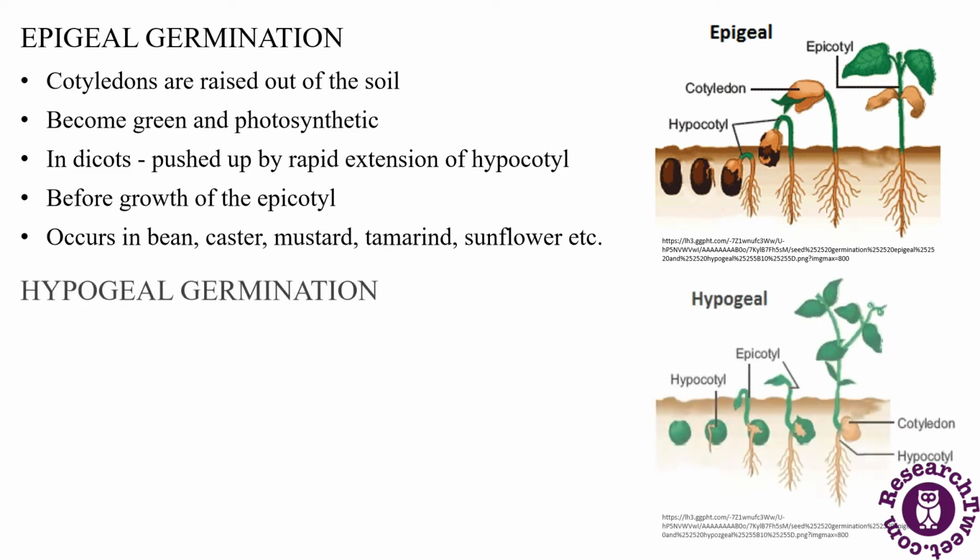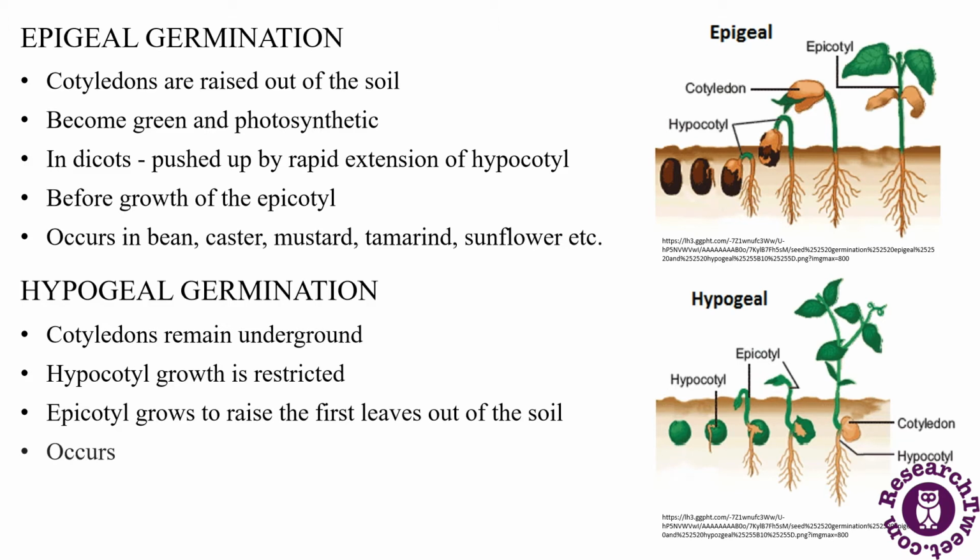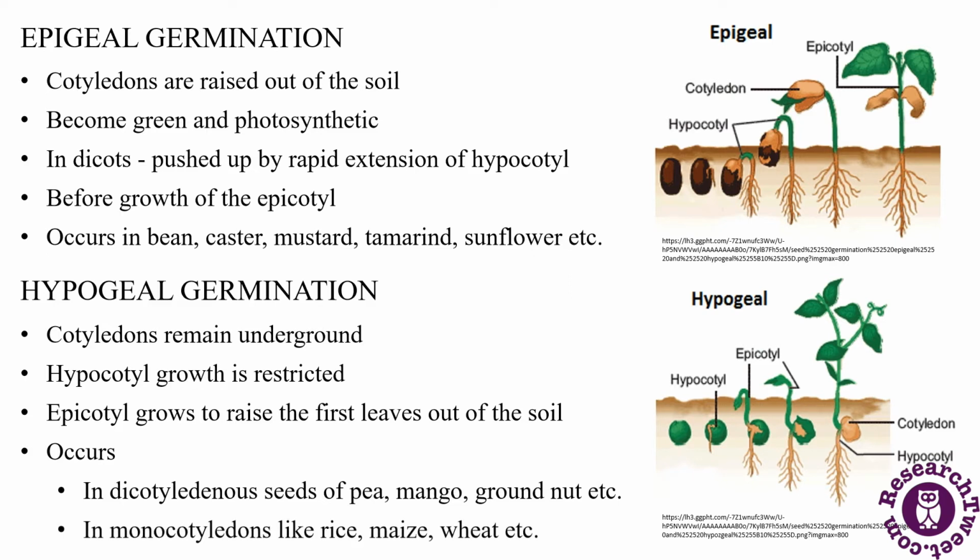Hypogeal germination. In this type of germination, the cotyledons remain underground. Hypocotyl growth is restricted. The epicotyl grows to raise the first leaves out of the soil. Hypogeal germination occurs in dicotyledon seeds of pea, mango, groundnut, etc. and in monocotyledons like rice, maize, wheat, etc.